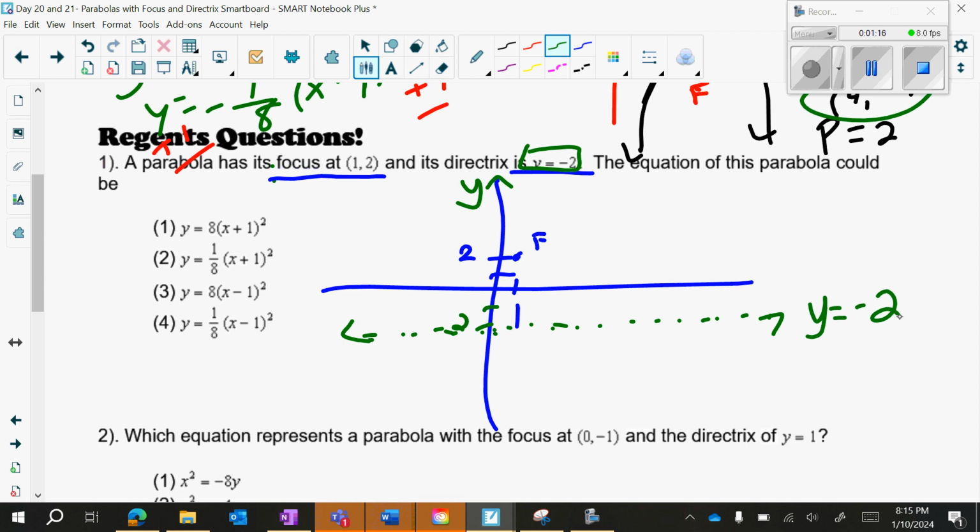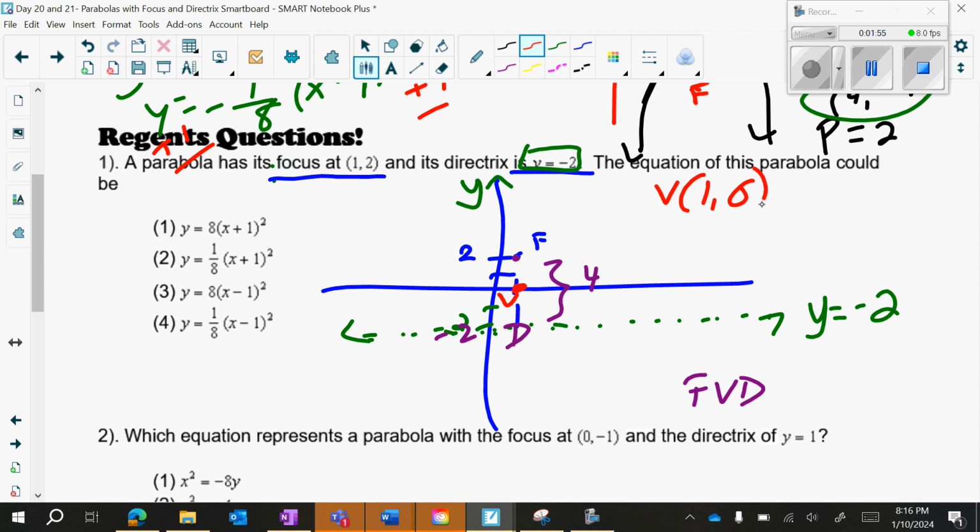Now what I would do is count how many total units there are between the focus and the directrix, because remember it's FVD or DVF, where the vertex is in the middle. If you count from -2 to 2, there's a total of 4 units. So the midpoint is going to be 2 units up from the directrix or 2 units down from the focus, because it's half of 4. You're going to land here, and that's going to be the vertex, which is the coordinates (1, 0).